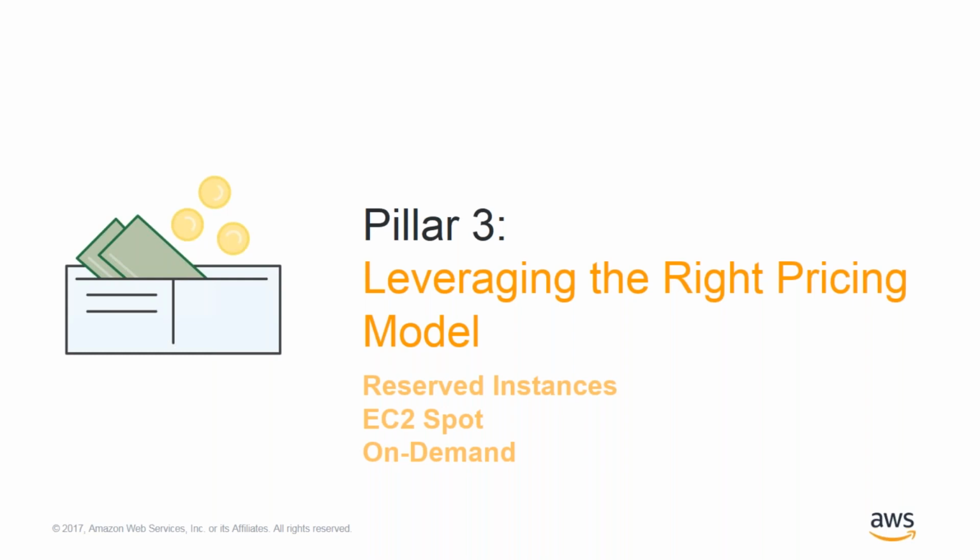So the third pillar is leveraging the right pricing model. And AWS provides 3 different pricing models: reserved instances, which I'll be describing in detail here; EC2 Spot, which is outside of the scope of this webinar, but I'll describe briefly; and finally, on demand, which is the default pricing model you get when you turn on resources.